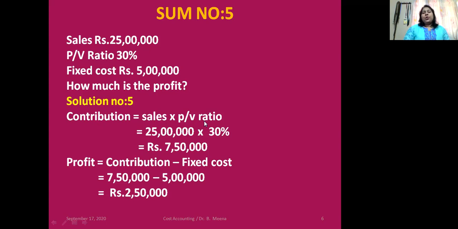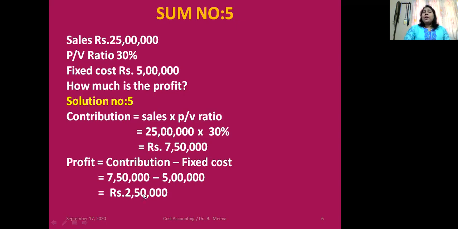So how to calculate the contribution? Sales into PV ratio. 25 lakhs is my sales as per this problem. 30% is my PV ratio. So 7 lakh 50,000, right? And then once I have calculated the contribution, it will be easier for me to calculate the profit. Again, recall the marginal cost statement. Contribution minus fixed cost, that tells us profit. Contribution here I calculated 7 lakh 50,000. Fixed cost is given in the problem itself, 5 lakhs. So what's my profit? 2 lakh 50,000.